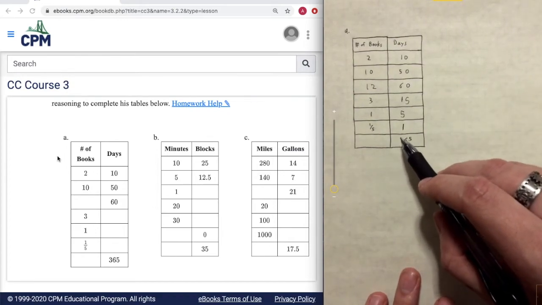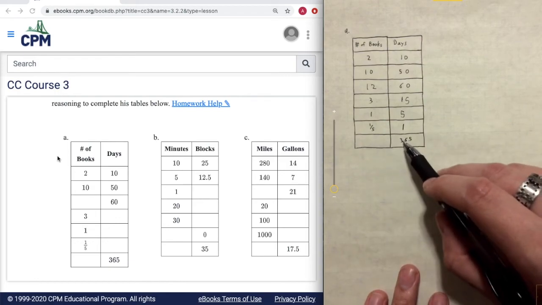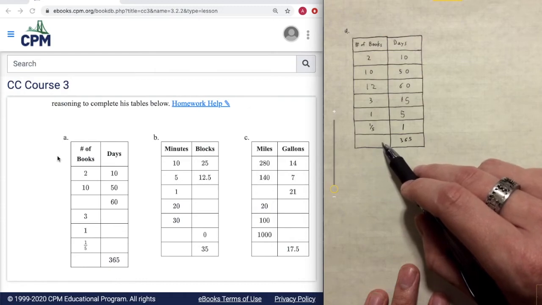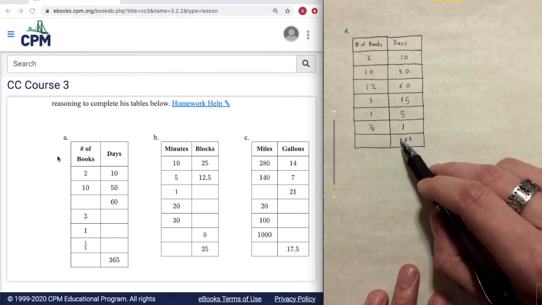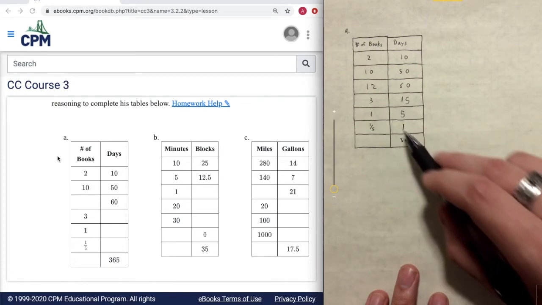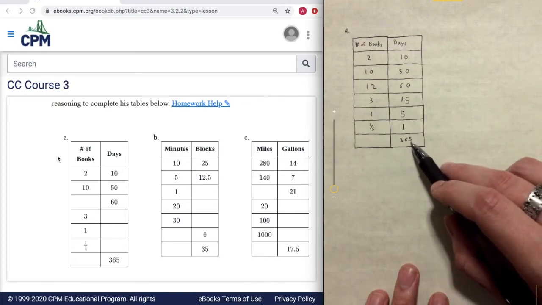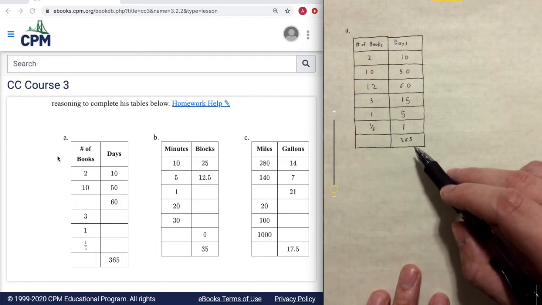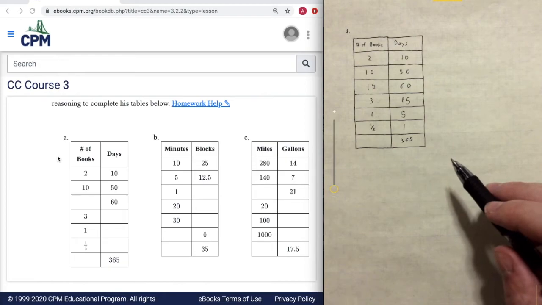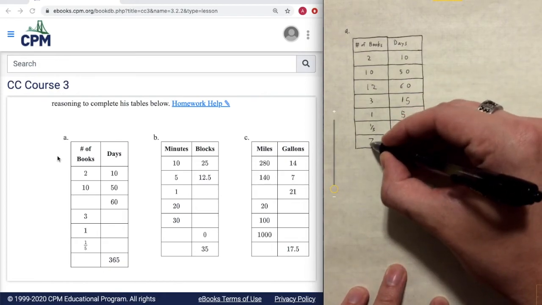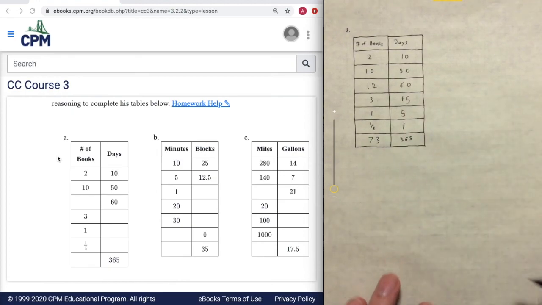And finally, we can also work out backwards as well. So we're given how many days it takes. How many books can you read in this time? So if we know every 5 days he reads a book, then we just have to divide 365 by 5 to figure out how many books he can read. And 365 divided by 5 is going to be 73. You might want to work that one out, not just do that in your head.